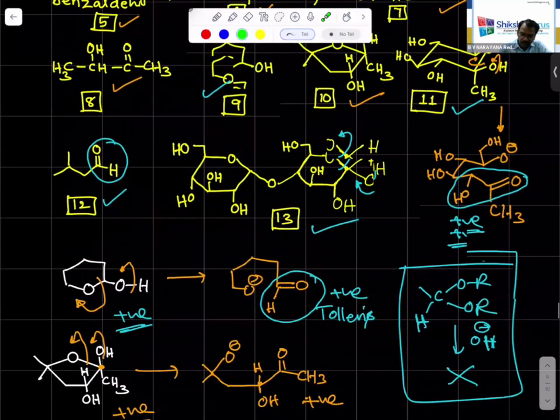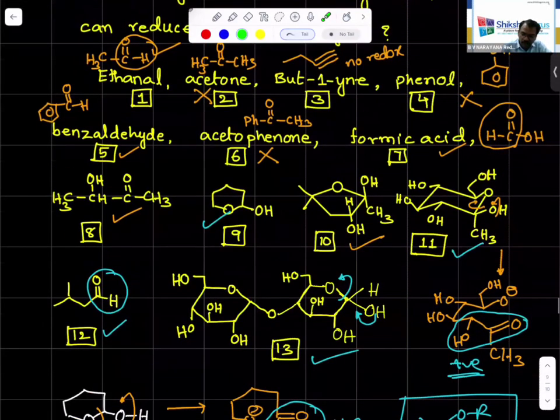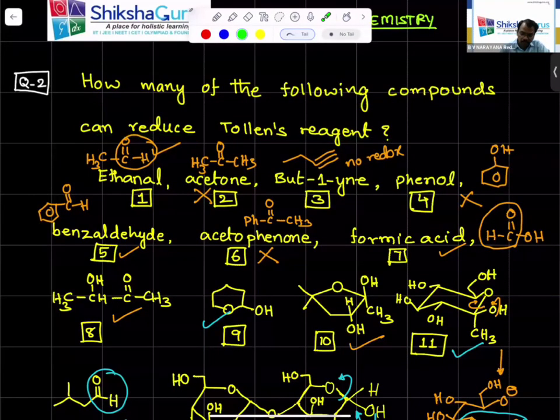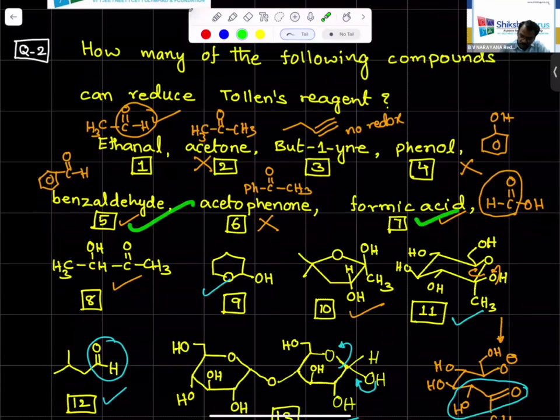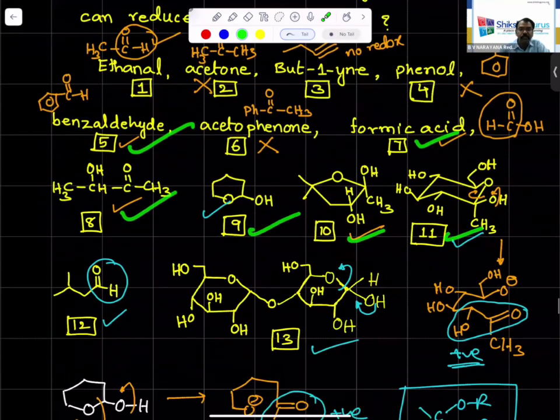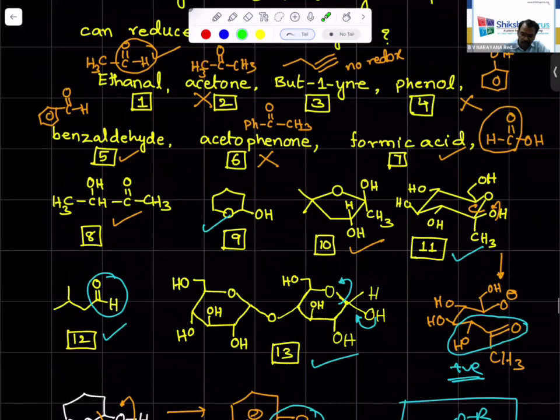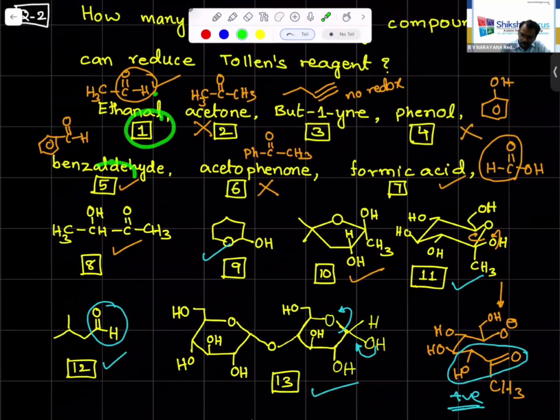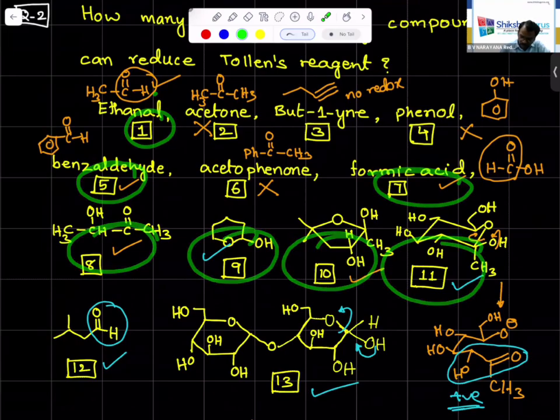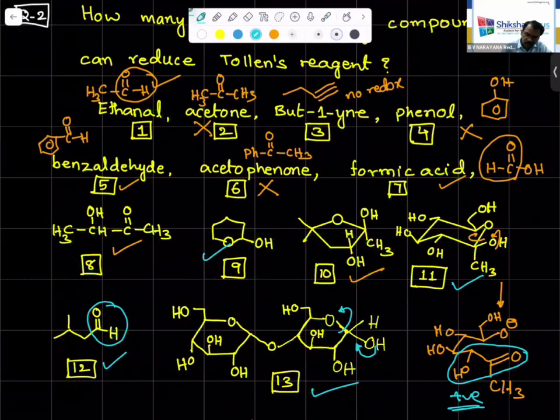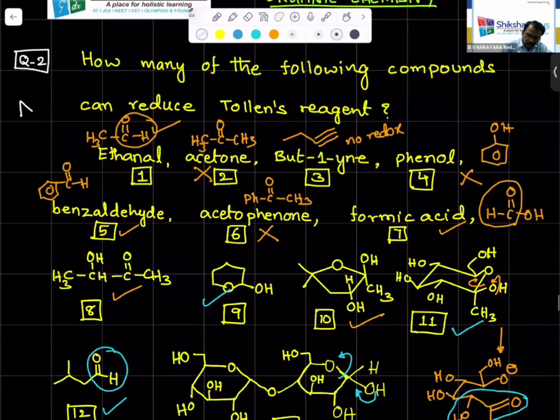Therefore, what is our answer now finally? My question is, how many of the following compounds can reduce Tollens reagent? Which ones are reducing? First compound. Next one is the 5th compound, 7th compound, 8th compound, 9th, 10th, 11th, 12th, and 13th. Okay. This is our answer. So what is our answer? 1, 2, 3, 4, 5, 6, 7, 8, 9. Therefore, the answer is 9. I think it is clear to all, right?